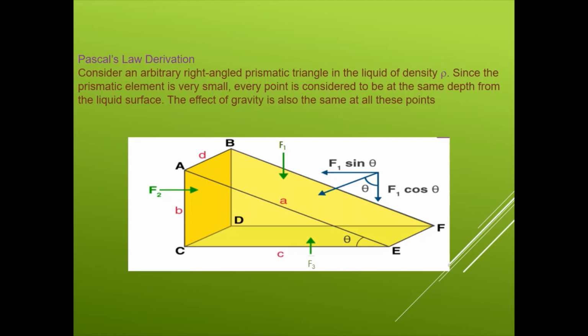force F2 is acting on plane ABDC. Force F3 is acting on plane CEFD, and force F1 is acting on plane ABEF. Side AC is b, side AB is d, side AE is a meters, and side CE is c meters.